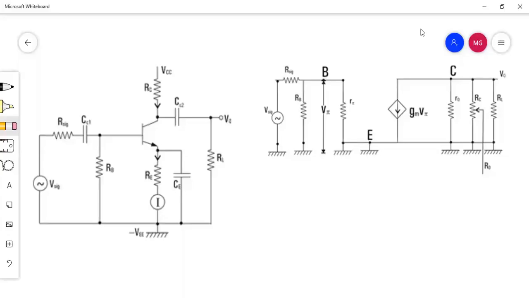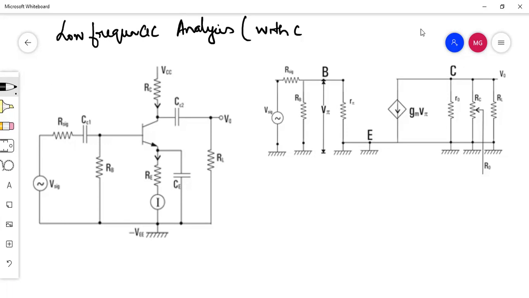So, students, we are discussing this low frequency AC analysis with CE, that is, with the emitter bypass capacitor. You can see the emitter bypass capacitor. So we need to plot this AC analysis, so we need an AC equivalent circuit.